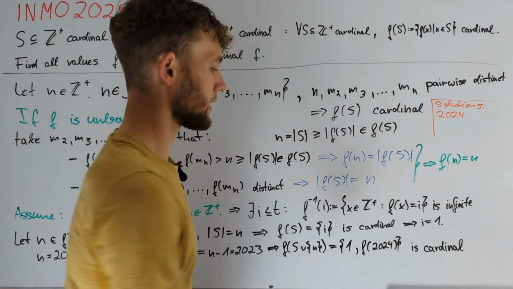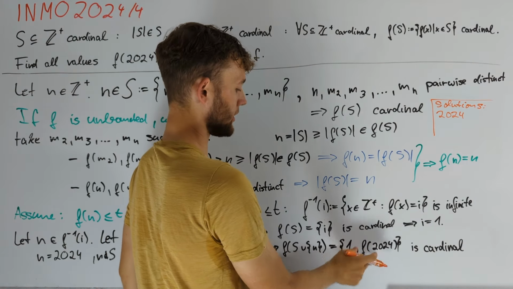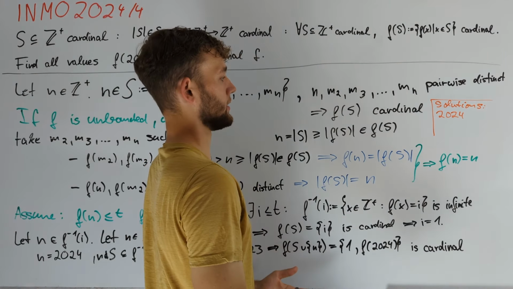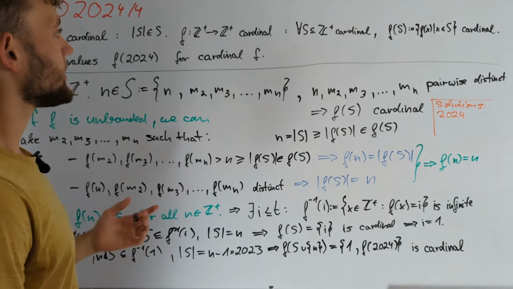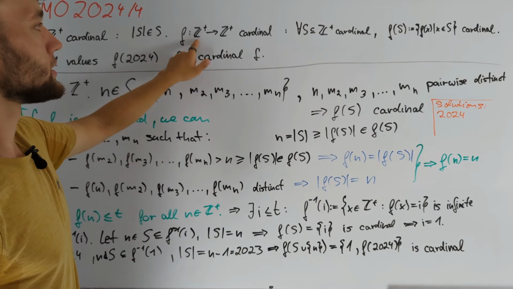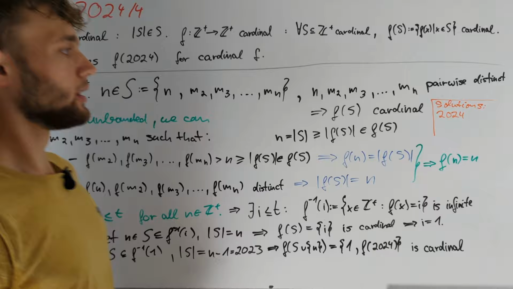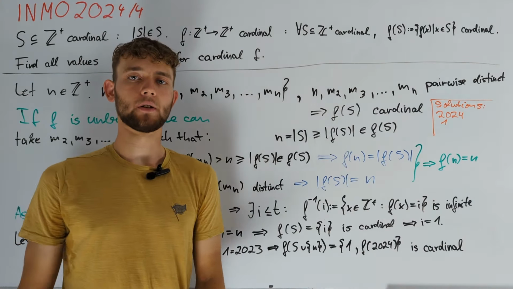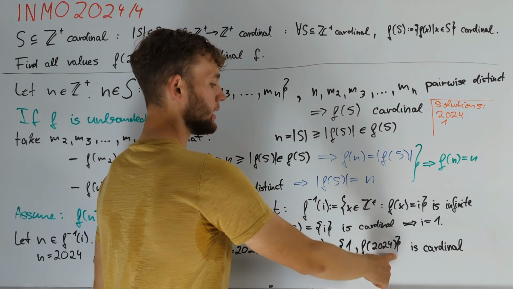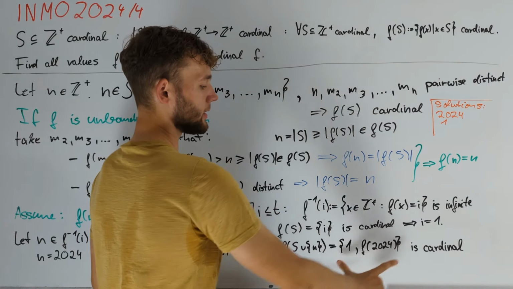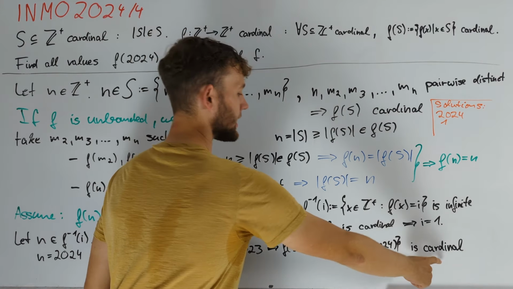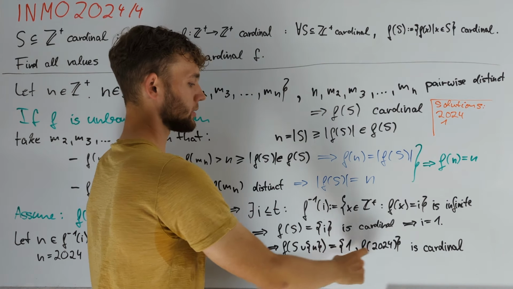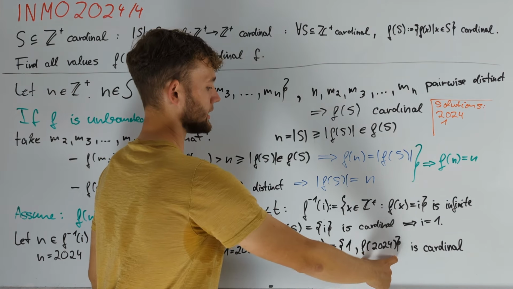The first case is that f(2024) equals 1. Then the set is just the set consisting of the element 1, which is indeed cardinal. Moreover, we see that the function f mapping every positive integer to 1 is cardinal, so the number 1 is indeed a possible value of f(2024). What happens when f(2024) is not equal to 1? Then this set has two elements, and since it is cardinal, 2 must be an element of this set, but 2 doesn't equal 1, so it follows that f(2024) is equal to 2.